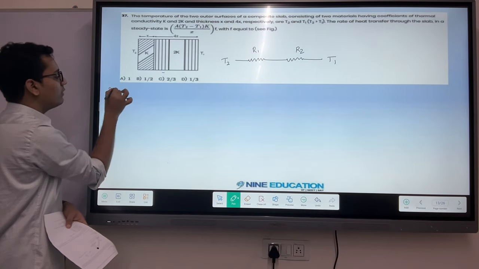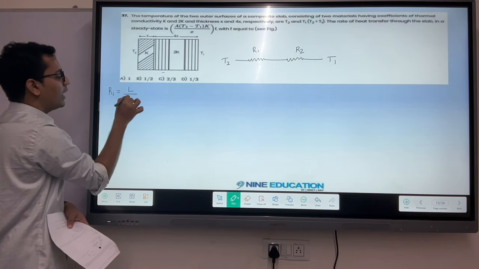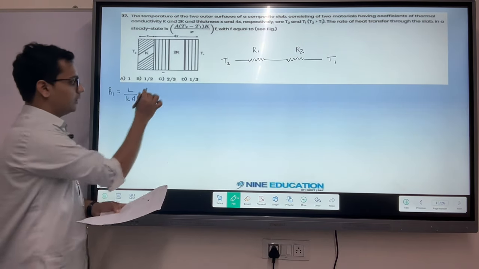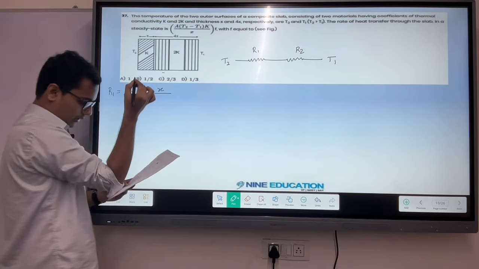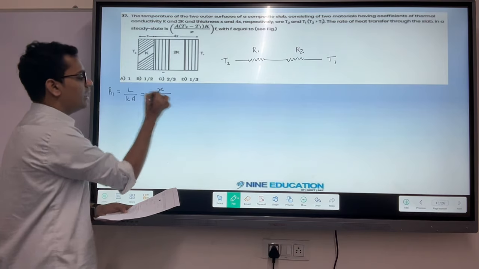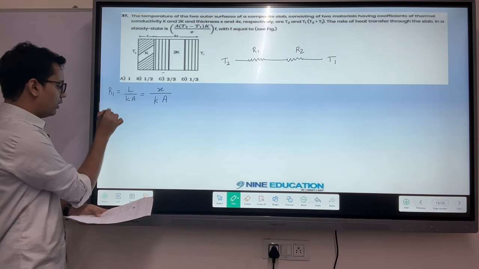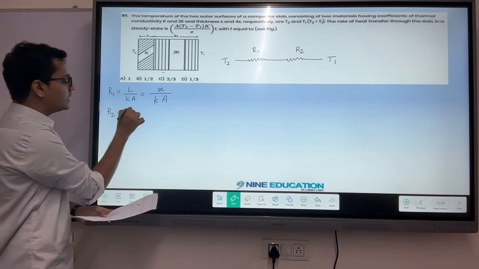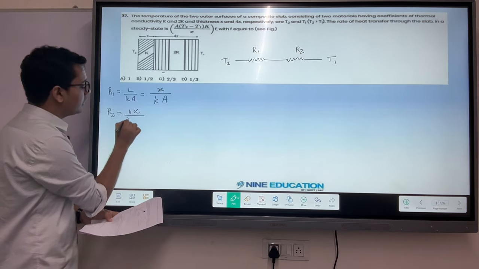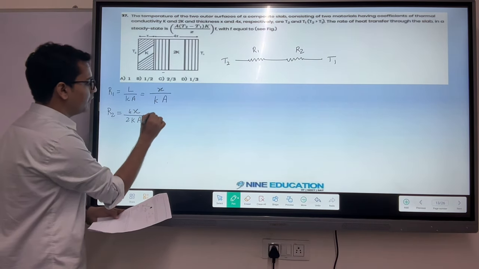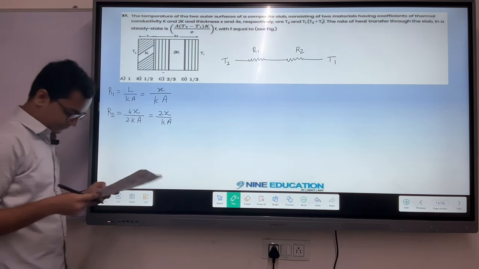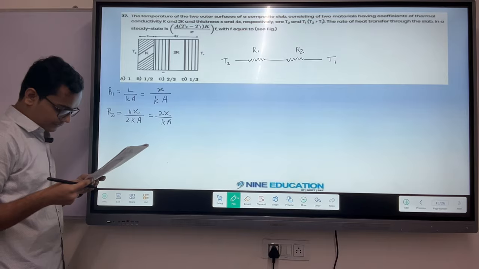I can calculate R1 value as L divided by Ka. What is the length of the first slab? Length is X and thermal conductivity is K and area is A obviously. R2, what is the length of the second slab? It is 4X divided by thermal conductivity 2K and this is A. So this is nothing but 2X divided by Ka. Clear?